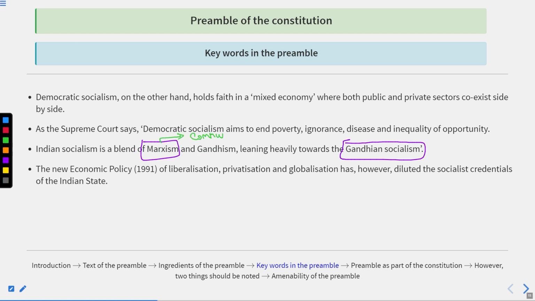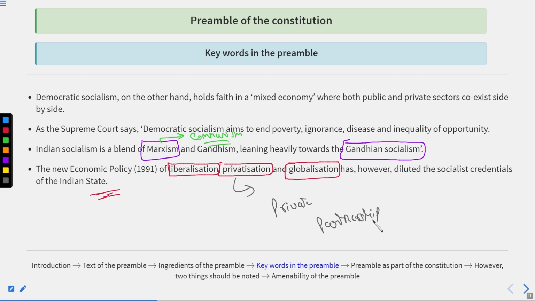Okay. So remember, Marxism is basically highly inclined towards communism. All right. The new economic policy of 1991, in which we had introduced words like liberalization, privatization, and globalization, however, diluted the socialist credential of the Indian state. All right. Because in it, the government had reduced its control and basically increased the private partnership.